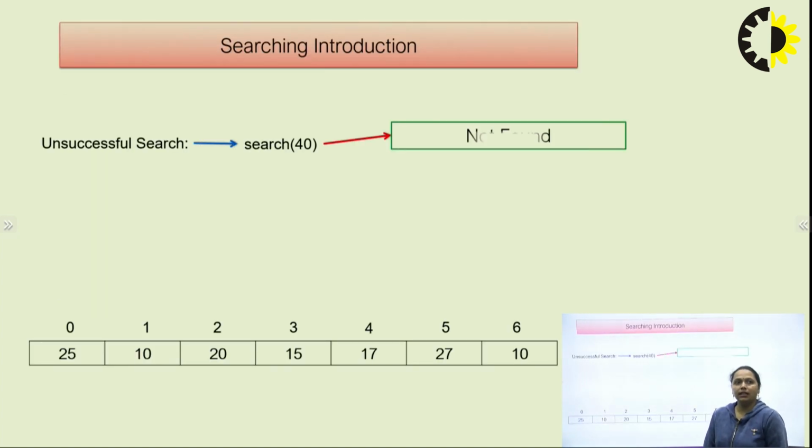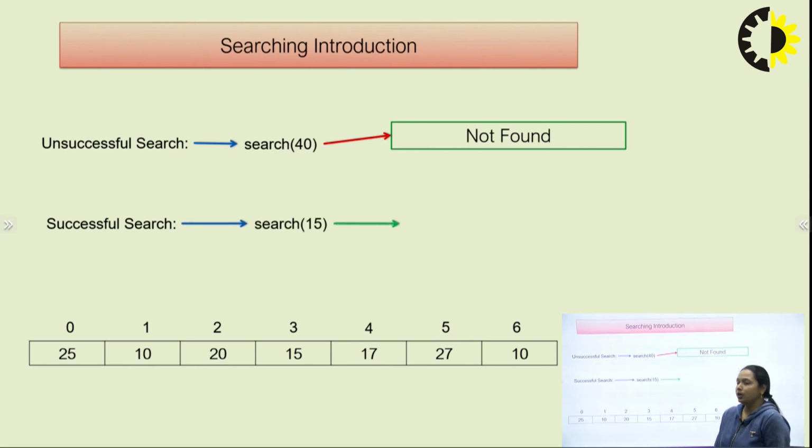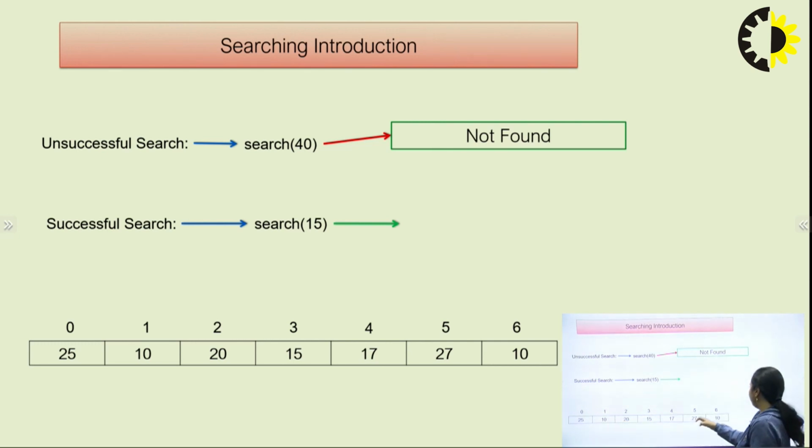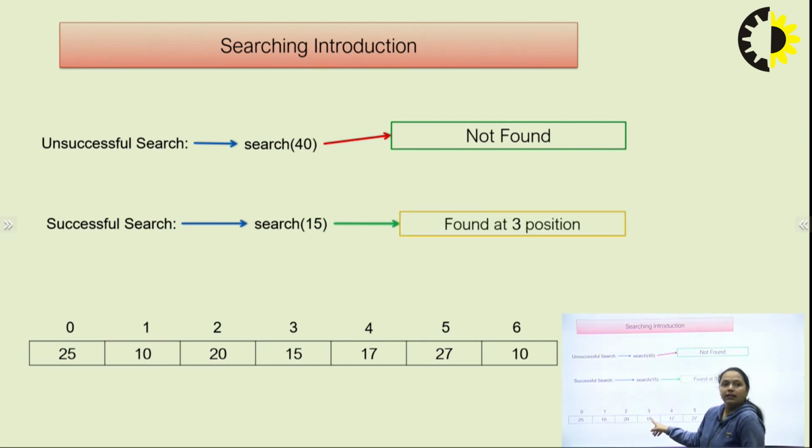This is an example of how we are going to search for an element. Suppose this is the list of elements we have: 25, 10, 20, 15, 17 and so on. Successful and unsuccessful search are the examples. If we are looking for the element 15, we can see that 15 is present at the third index, which means the search is successful, position at 3.